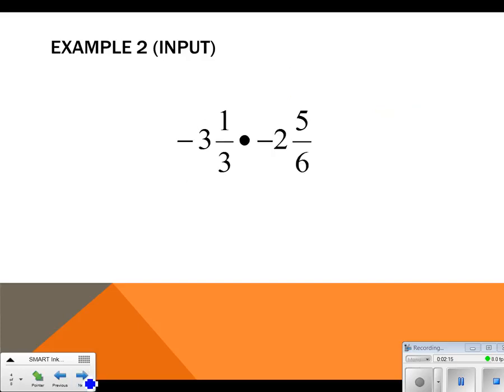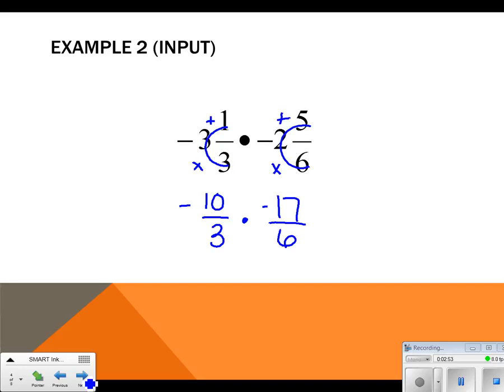Number 2, step 1, change mixed to improper. So what we do for both of these, we take the denominator times the whole number and then add the top. So we do 3 times 3, which is 9, plus 1, which is 10. The denominator stays the same. And this is a negative. Negative 2 and 5/6. Go backwards here. You can see I kind of make this C. I call it the backward C. I first multiply 6 times 2 is 12. Plus 5 gives me 17. So I have 17, and the denominator stays the same.